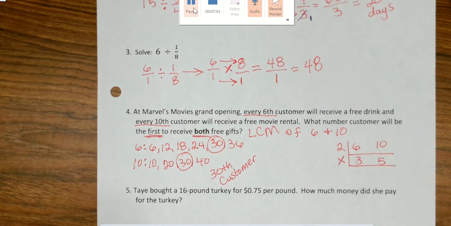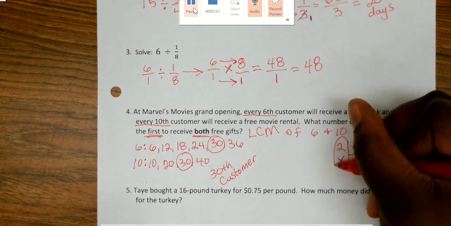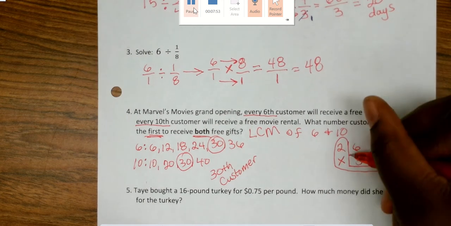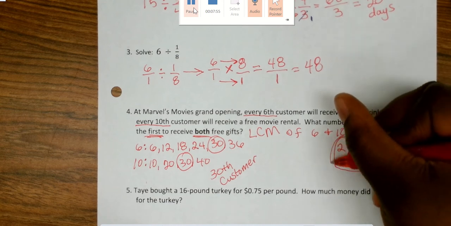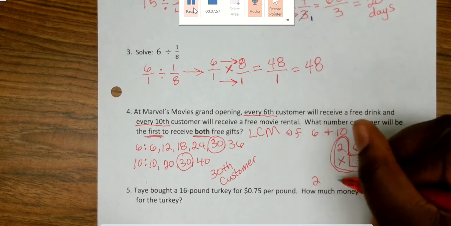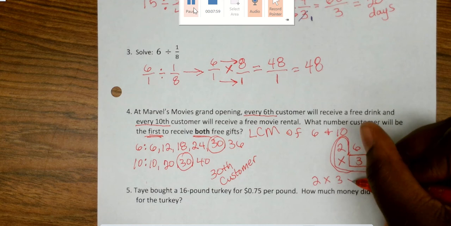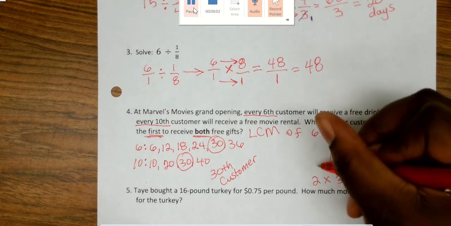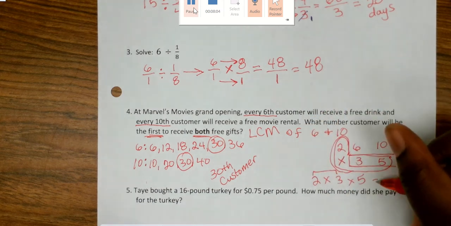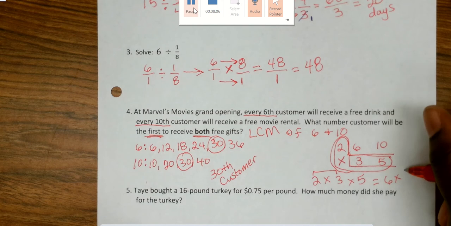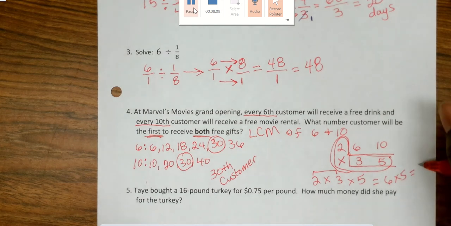So we know that GCF is on the left, but LCM is all of them. All right, so like a nice little L there, we have our LCM. So that means we are doing 2 times 3 times 5. Okay, so I know my 2 times 3 gives me 6, and then times 5, that gives me a total of 30. And we see that we still have 30th customer.